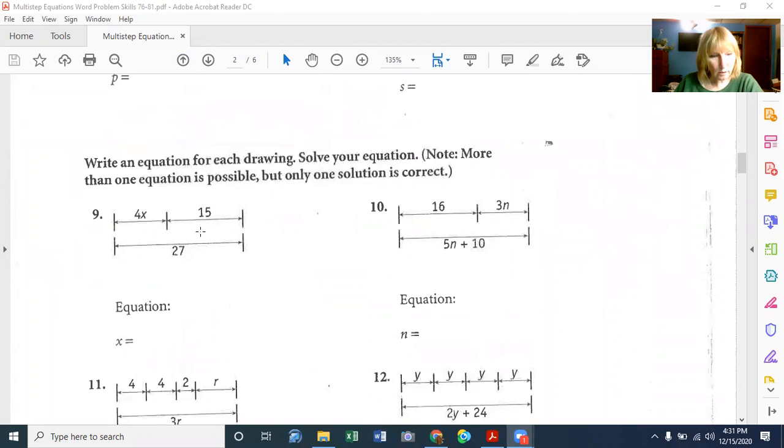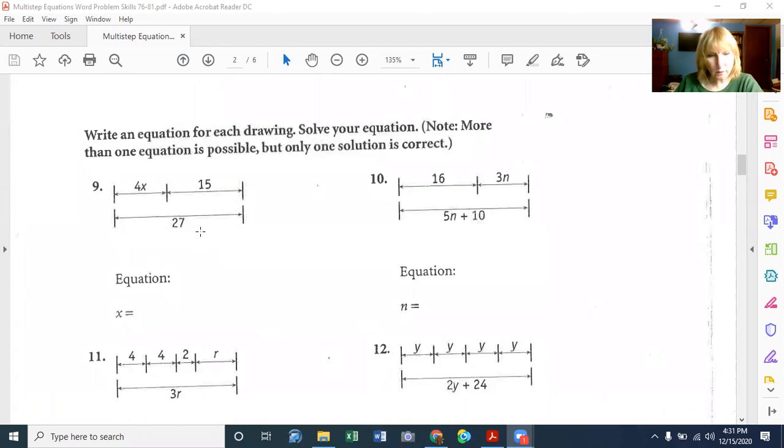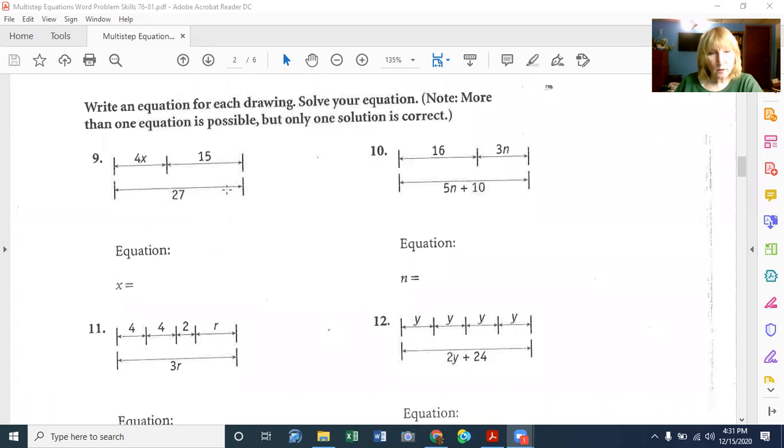So these are a little weird. Write an equation for each drawing, solve your equation. Note, more than one equation is possible, but only one solution is correct. So I always start by looking at the bottom of these, and I see that I have a 27, correct? So what I'm going to do is I know that 27 is my total. So something has to equal 27, because that's my total.